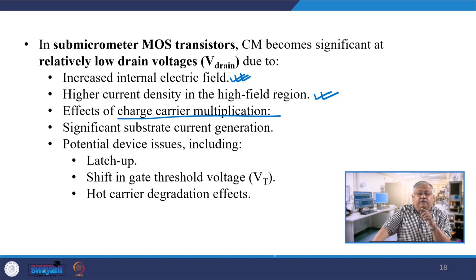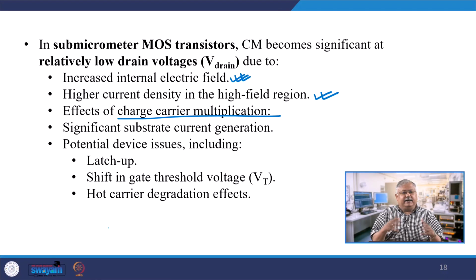And therefore, if you remember f theta, you will also have a significant substrate current generation. So, not only will you have a large amount of charge carrier generation in the inversion and in the depletion region near the drain end, you will also have a significant substrate current generation which will happen. And so, you might therefore have a leakage current available to you because of this charge carrier generation.